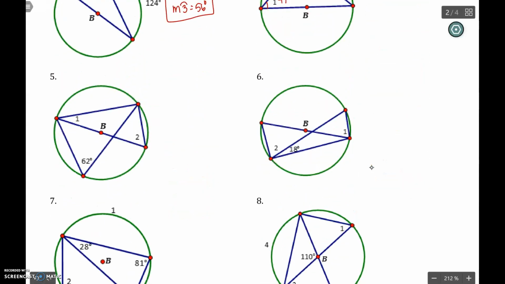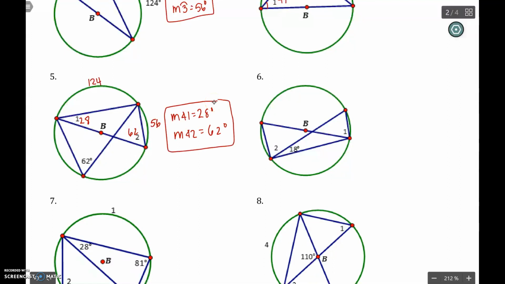Alright, for number 5, I'm going to start with the 62 since that's what I was given, and I realize it's an inscribed angle, so if I follow it outward, it would be half of this arc out here, making this arc 124. And then because I do have a semicircle with the diameter here, I can do 180 minus 124. And then half of that would be angle 1, which would be 28. And half of the 124 would be angle 2, which would be 62.